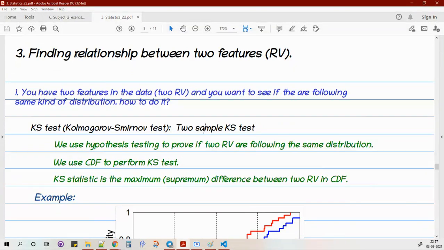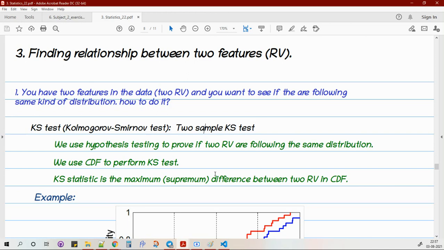Now our task is to find out the relationship between two features, or you can say random variables. As we have studied machine learning, now you can understand what features are. So, given two features or columns of data, how can you compare? How can you find out the relationship between both?